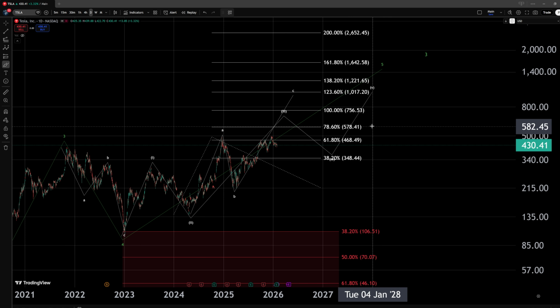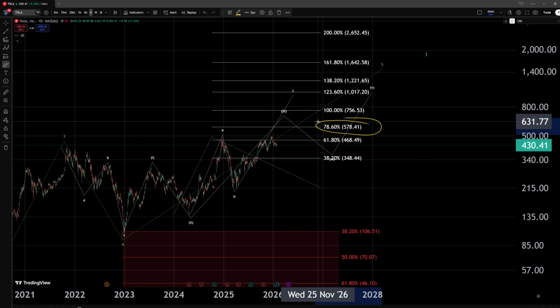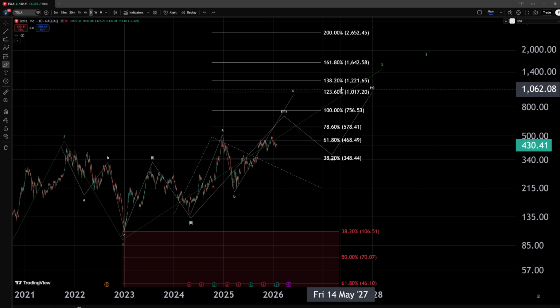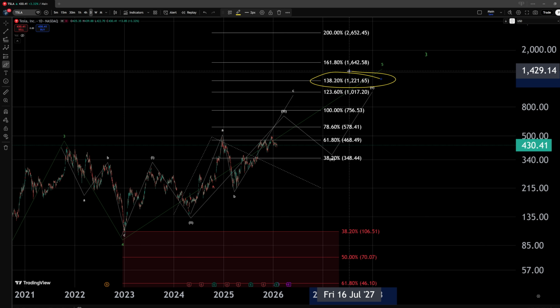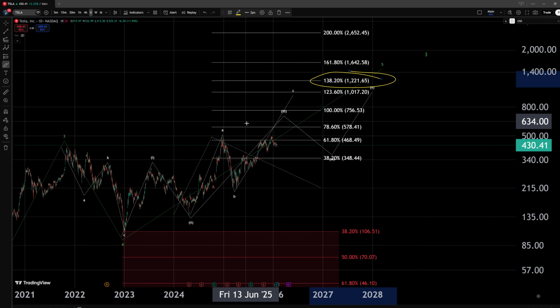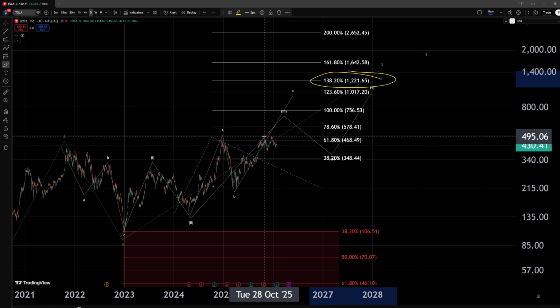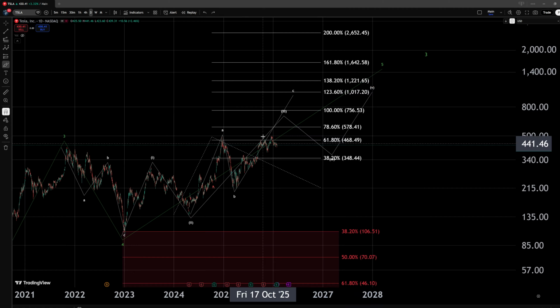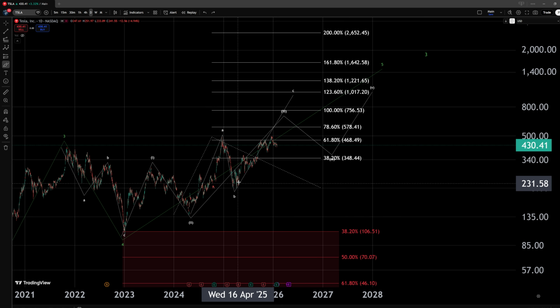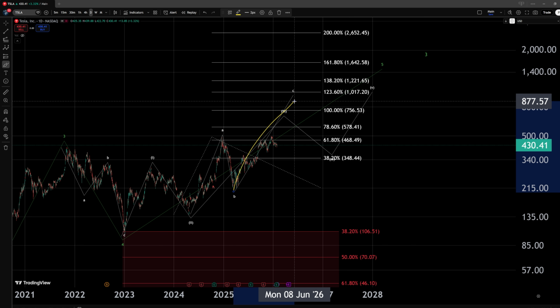Sometimes it only reaches the 78.6% extension of the wave A, sometimes it surpasses it, sometimes it goes even to the 138.2% extension. It's not a hard rule, but it is certainly a level the wave C is drawn towards, and in the end, we will be able to gauge better where we should end within this wave C based on the internal pattern that it will form.